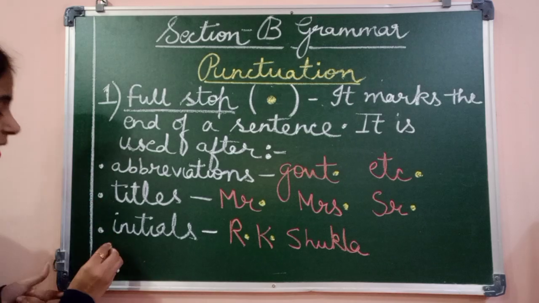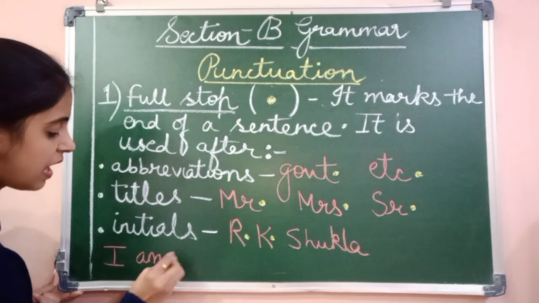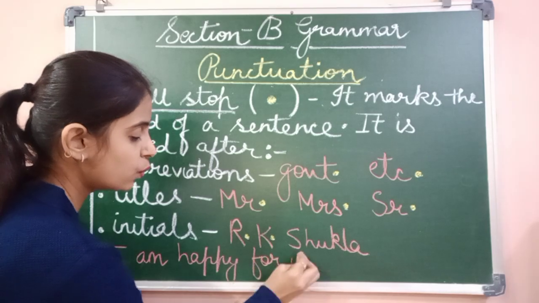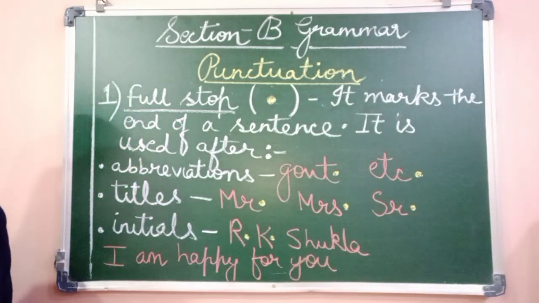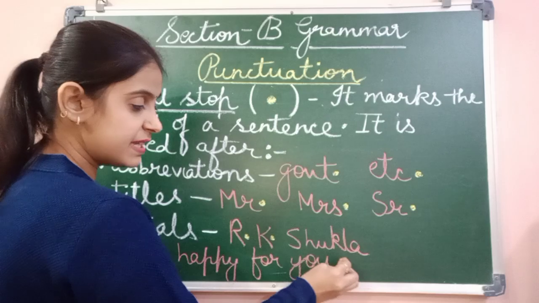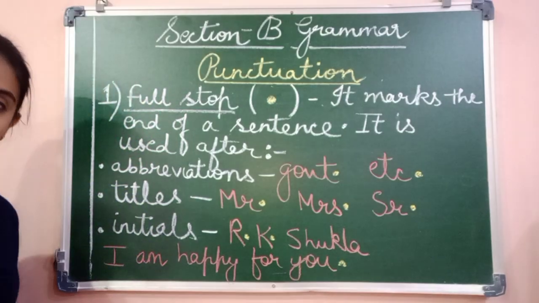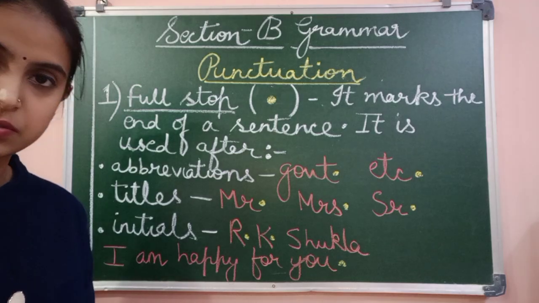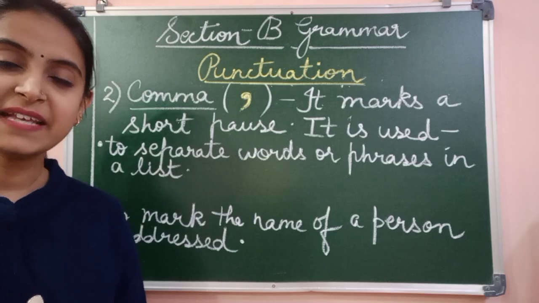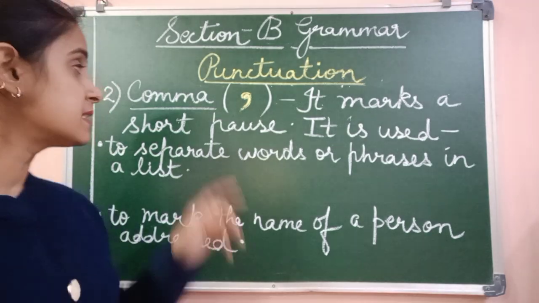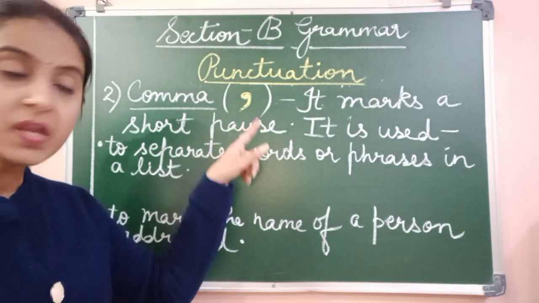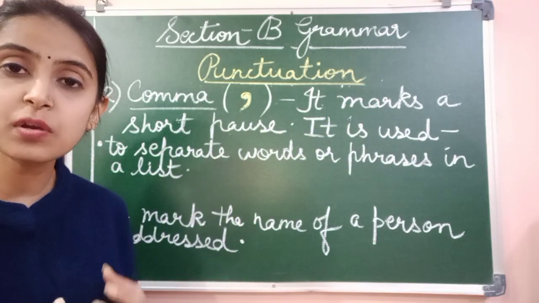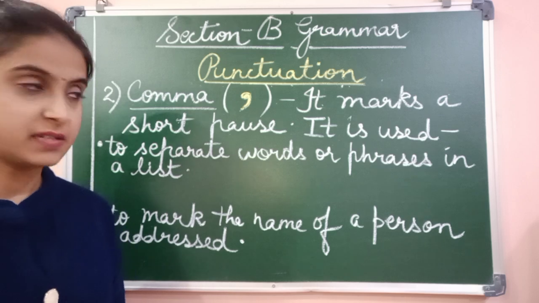For example, if I say, I am happy for you. Now this is a statement. This is a sentence. This sentence is incomplete if we do not put a full stop. So full stop is always used to mark the end of any sentence, right? The next punctuation mark that we are going to learn is comma. This is a sign of comma. A comma marks a short pause. We use comma when we have to give a natural pause or a short pause in our sentence, right?